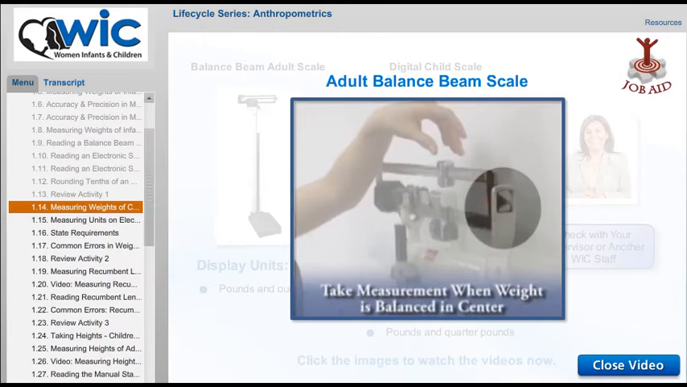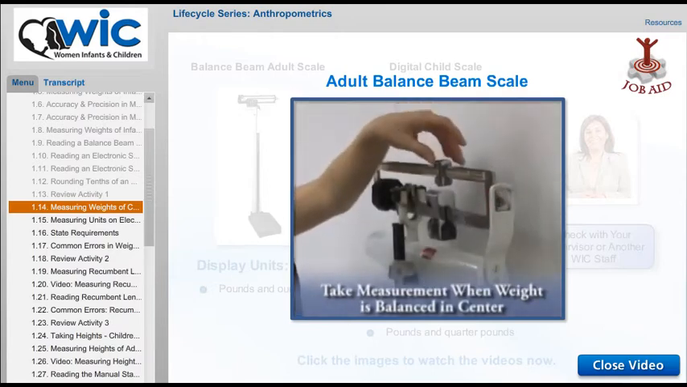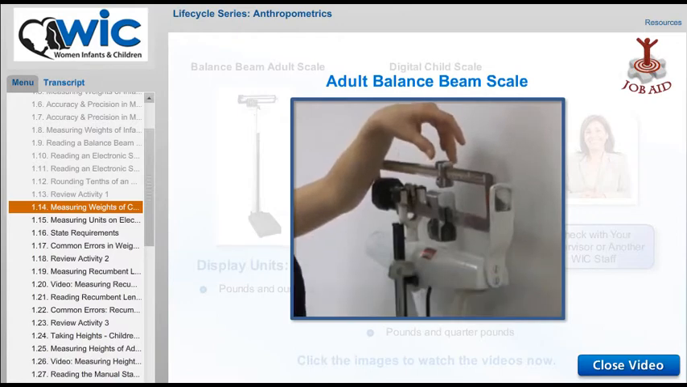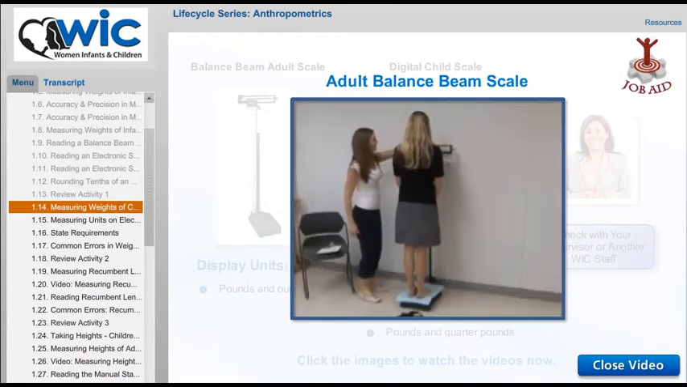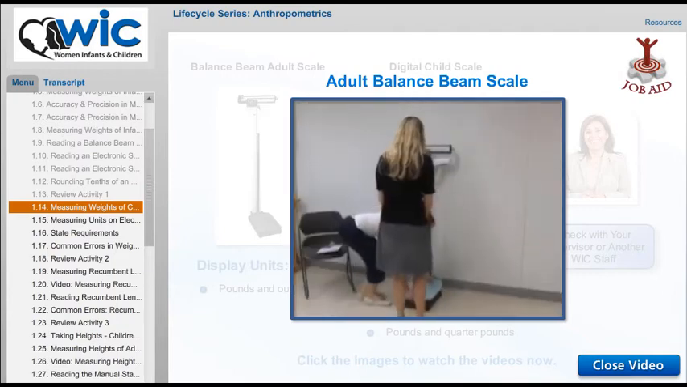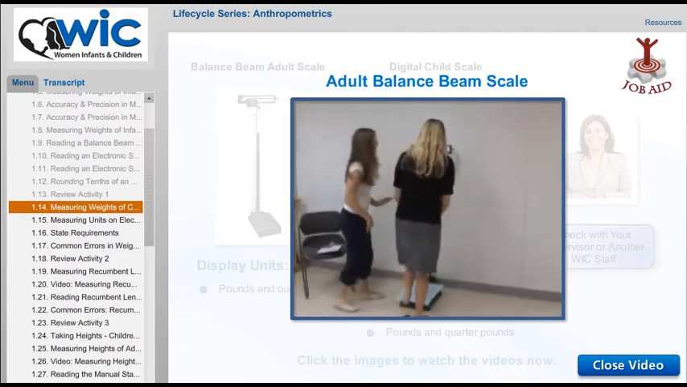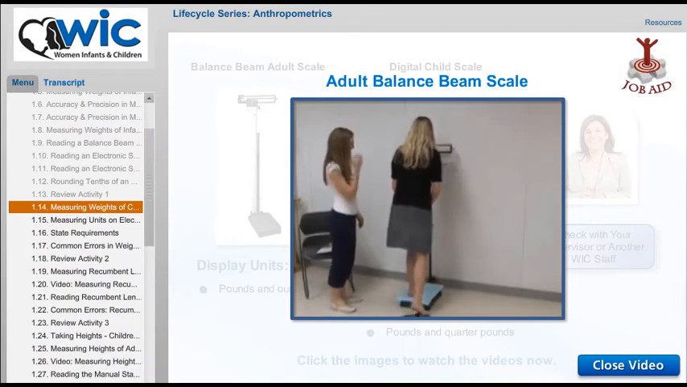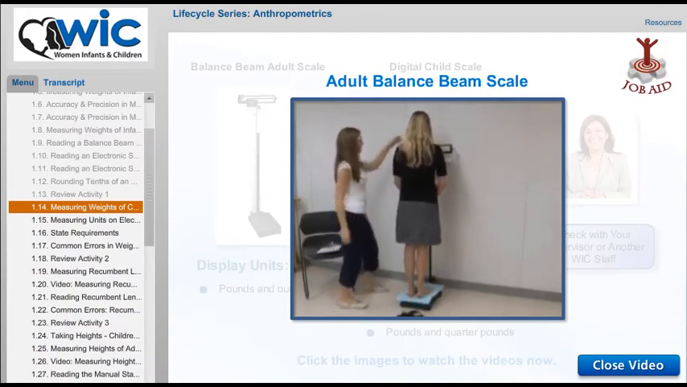Record measurement to the nearest quarter pound or 4 ounces. Your supervisor will inform you of your state's requirements, as well as the unit of measurement you'll need to enter into your computer system. If your state requires 2 measurements, have your client step off the scale, move the 2 weights back to their 0 positions, then have your client step back onto the scale.